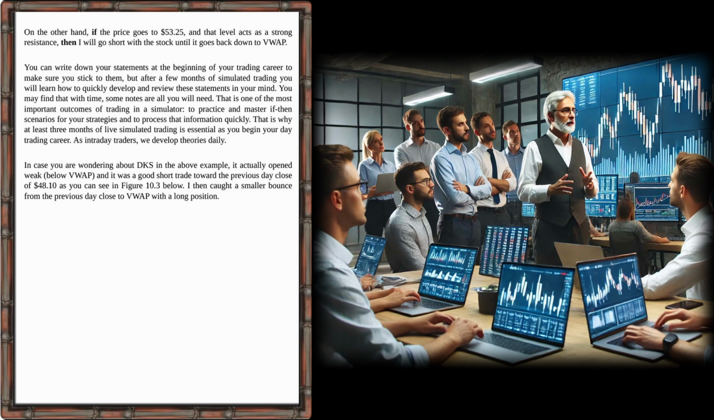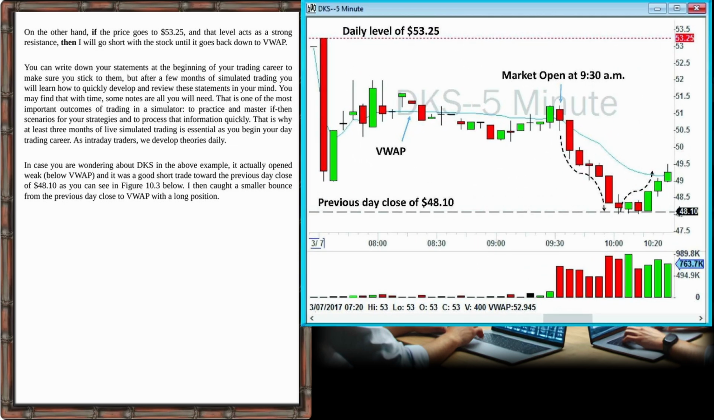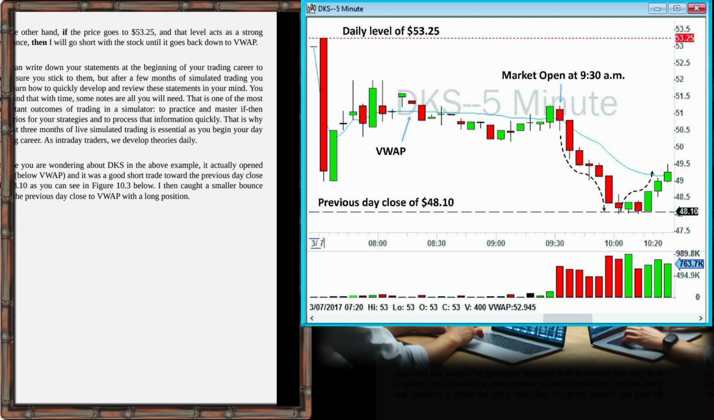As intraday traders, we develop theories daily, DKS. In case you are wondering about DKS in the above example, it actually opened weak, below VWAP, and it was a good short trade toward the previous day close of $48.10, as you can see in figure 10.3 below. I then caught a smaller bounce from the previous day close to VWAP with a long position.